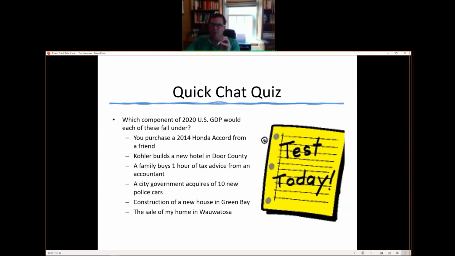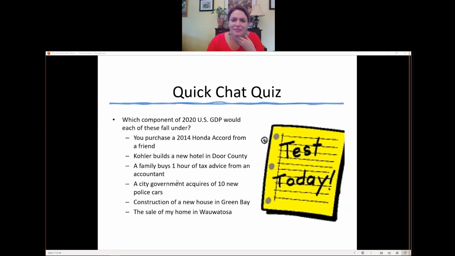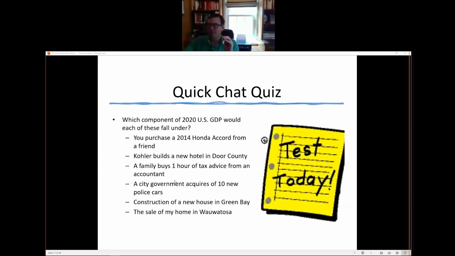Let's do an easier one. Last week we were doing our programs in Green Bay. We stayed at a hotel called Lodge Kohler. What a great place. What if they build a hotel in Door County? What would that fall under? C, I, G, or NX? So Kohler builds a new hotel. If you've seen the answer to Aaron, just let me know. Paula says I. Connie says I. And you guys are right. Yeah. So it's business spending.